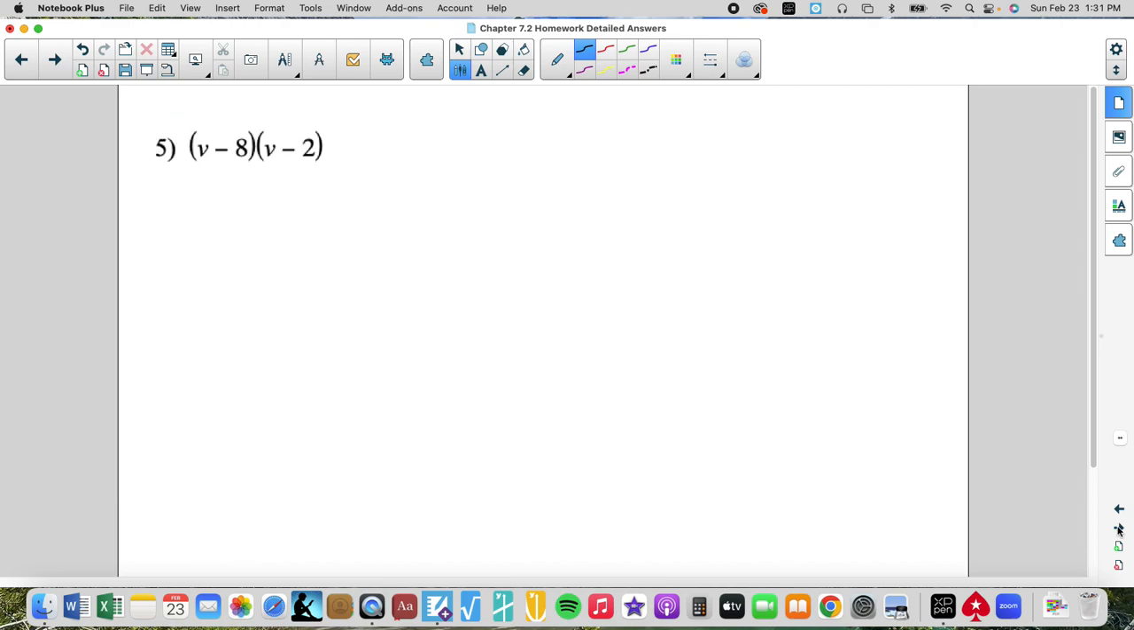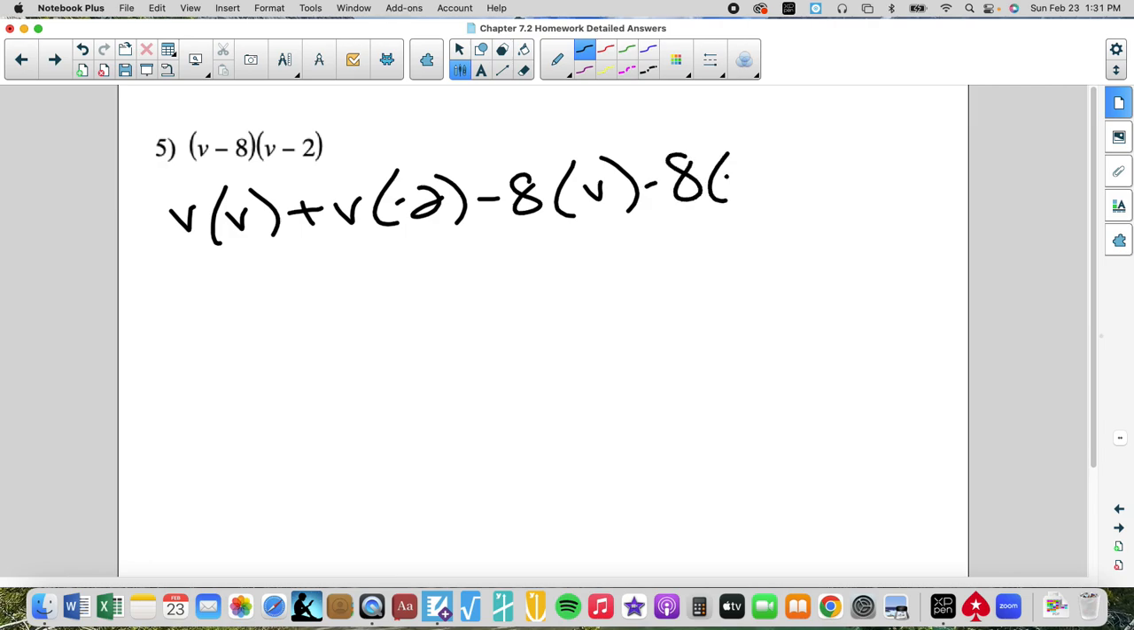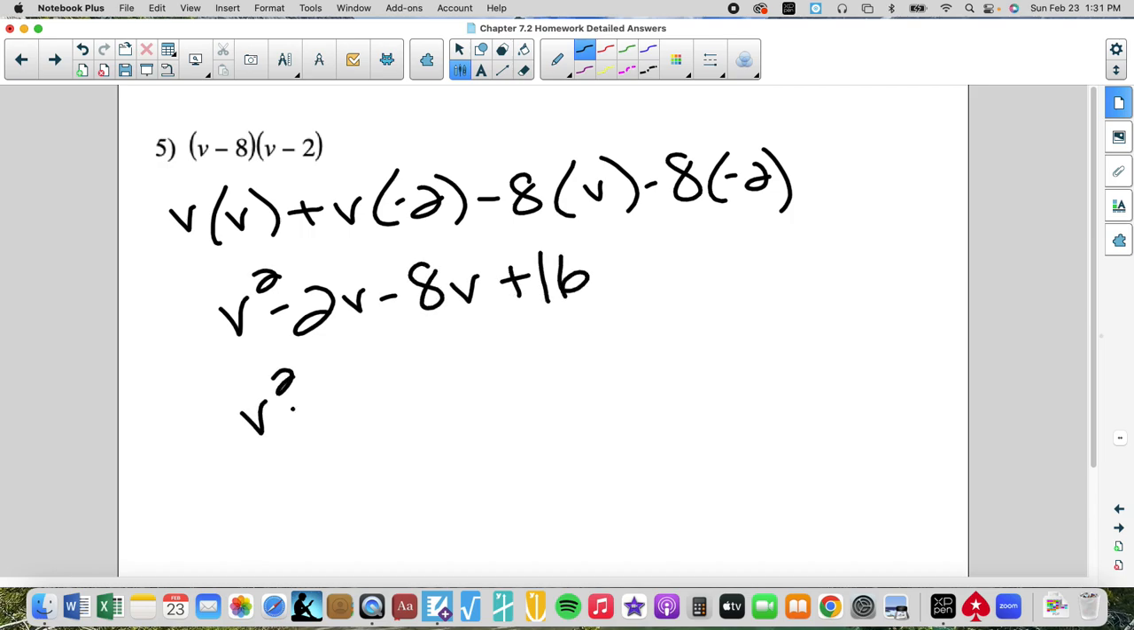And we get really good at these. So we should be able to do these as we get familiar and see that pattern. We should get super familiar with what's going on. V squared minus 2v minus 8v plus 16. V squared minus 10v plus 16.